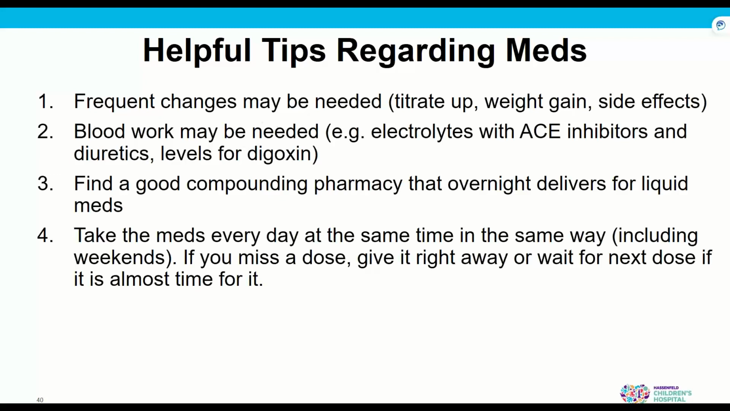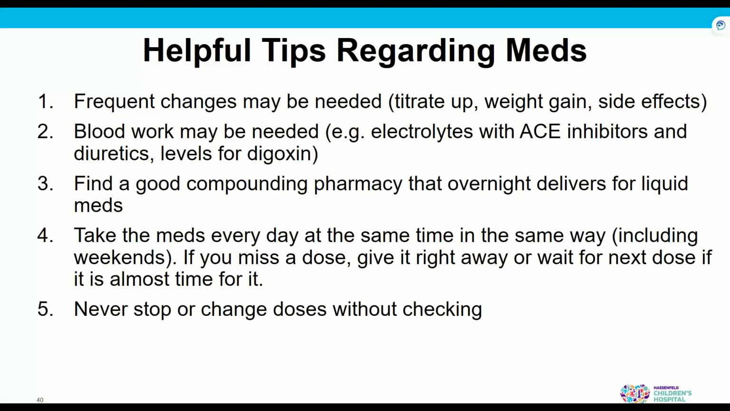Take your meds every day at the same time in the same way, either with food or without food, and that includes weekends. So for teenagers, sometimes it does require them having to put an alarm on, take their medications and roll back over and go back to sleep till noon. But again, these medications work best if you give it at the same time every day. And if you miss a dose, give it right away or wait for the next dose if it's almost time for the next one.